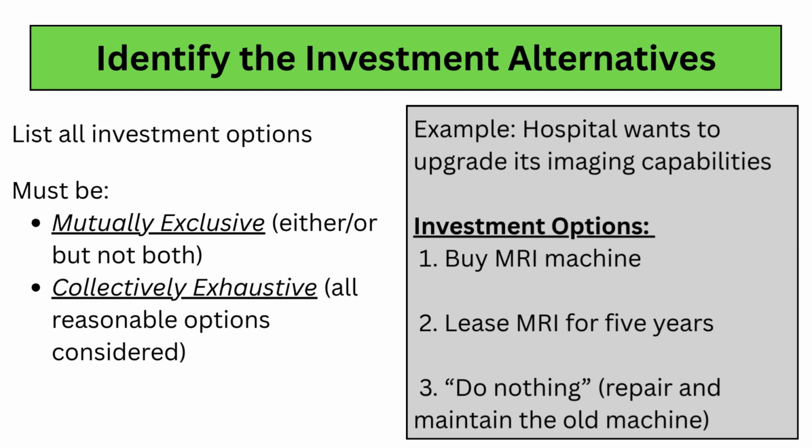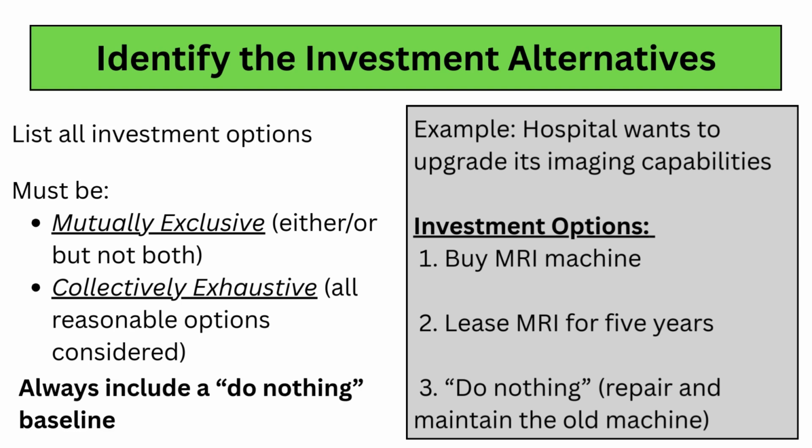The alternatives include 1. Buying a state-of-the-art MRI machine. 2. Leasing an MRI for 5 years. 3. Continuing to repair and maintain the old machine. If you don't account for all viable options, like outsourcing scans to another facility, you risk overlooking the best solution. Always include a do-nothing baseline, since it represents the cost of standing still.